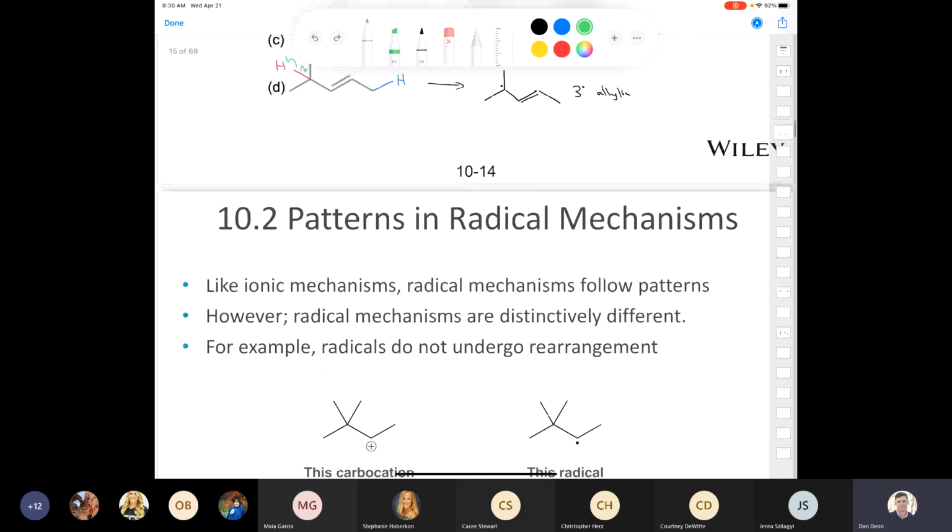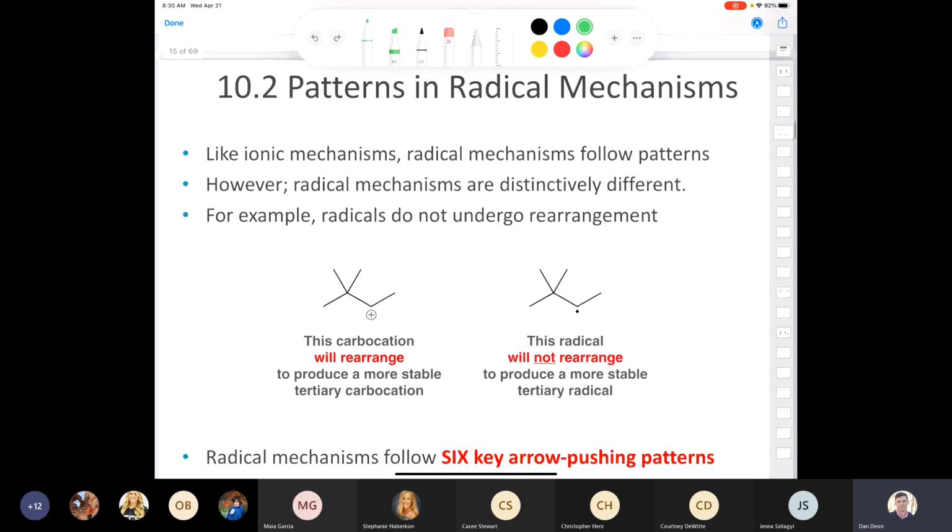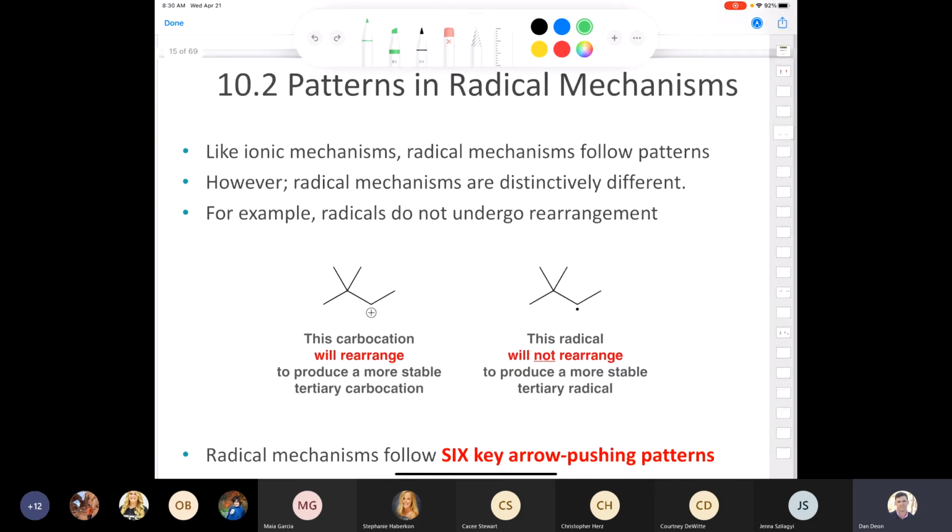Let's move on to section 10.2, where we really get into the nitty-gritty of radical mechanisms. And you remember that when we studied ionic mechanisms, we looked at the proton transfer, the rearrangement, the nucleophilic attack, the loss of leaving group. And just like those ionic mechanisms, radical mechanisms have patterns that they follow as well. Although they're very different, they still have patterns.